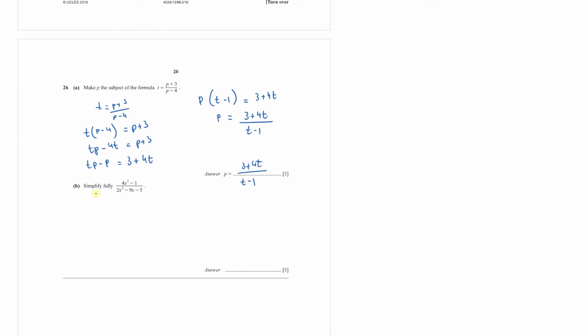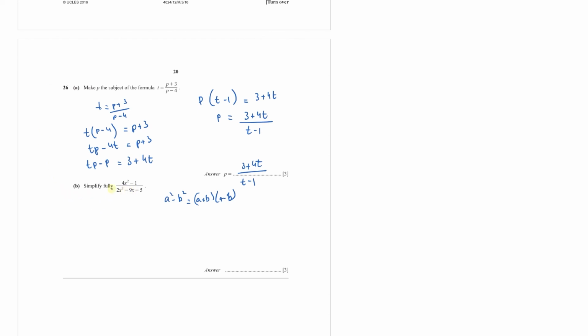The last part, part B, is simplify fully this expression, 4x squared minus 1 divided by 2x squared minus 9x minus 5. So here on the top, you can use the formula a squared minus b squared equals a plus b times a minus b, and we can factorize the denominator as well. So you'll get 2x plus 1 times 2x minus 1. Let me in fact show you all the steps so that it's clear.